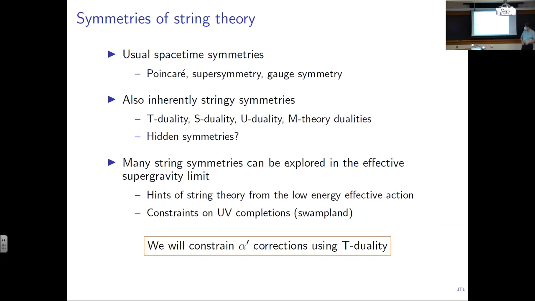So I'll be looking at T-duality constraints on alpha prime corrections. I want to first start with a quick review of T-duality. It's fairly basic stuff. This is stuff I will be teaching in a few weeks, I think, in my string theory class. But I thought it'd be nice to get off on understanding what the project is.